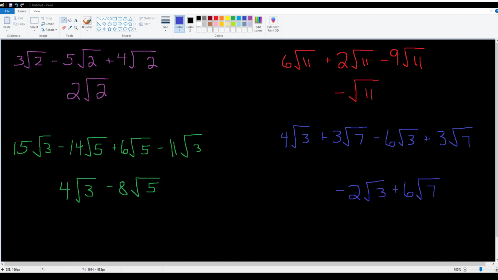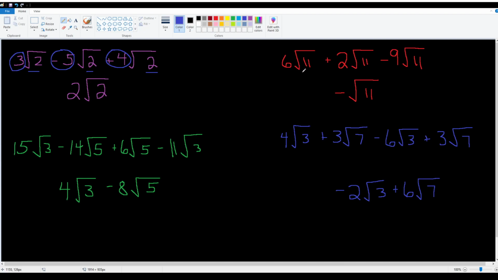So here are the 4 answers. If we quickly look at each of these, for the first one, we see that they all have the same radicand of 2. So I'm just going to be working with the coefficients, and I'm going to be combining all of those. So it's going to be 3 minus 5, which is negative 2, plus 4, which is 2. So it's going to be 2 radical 2.